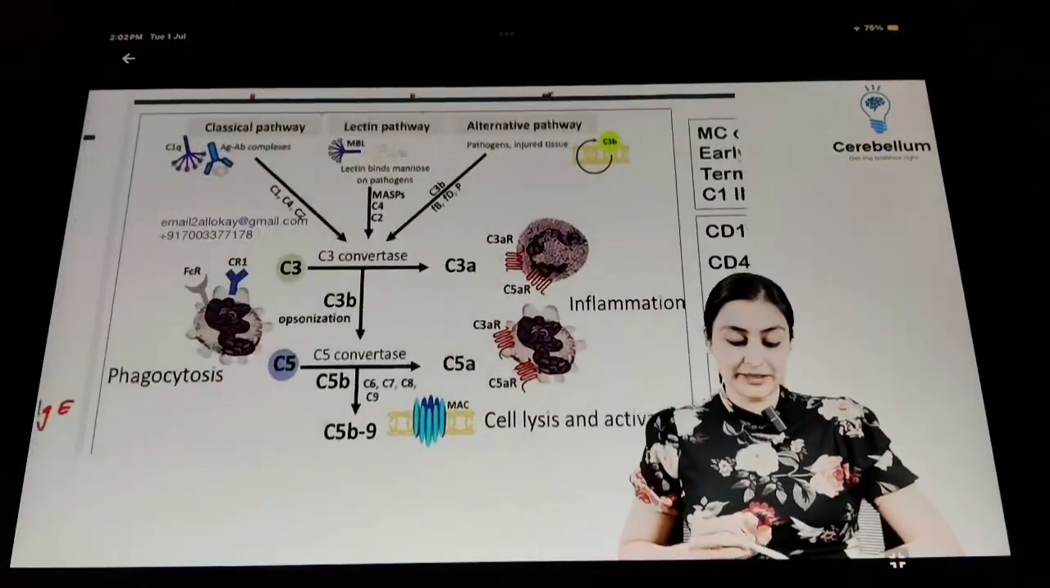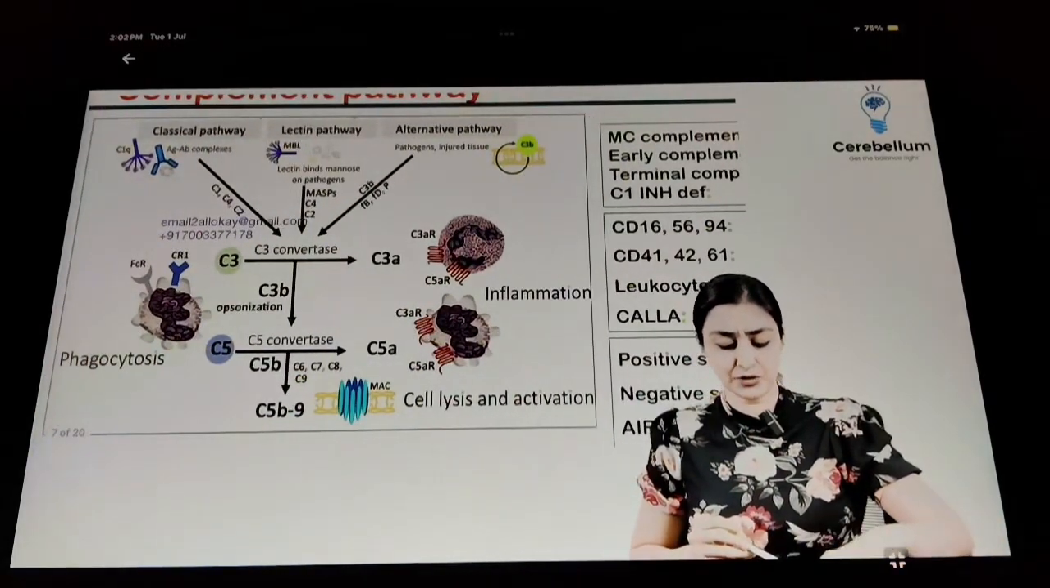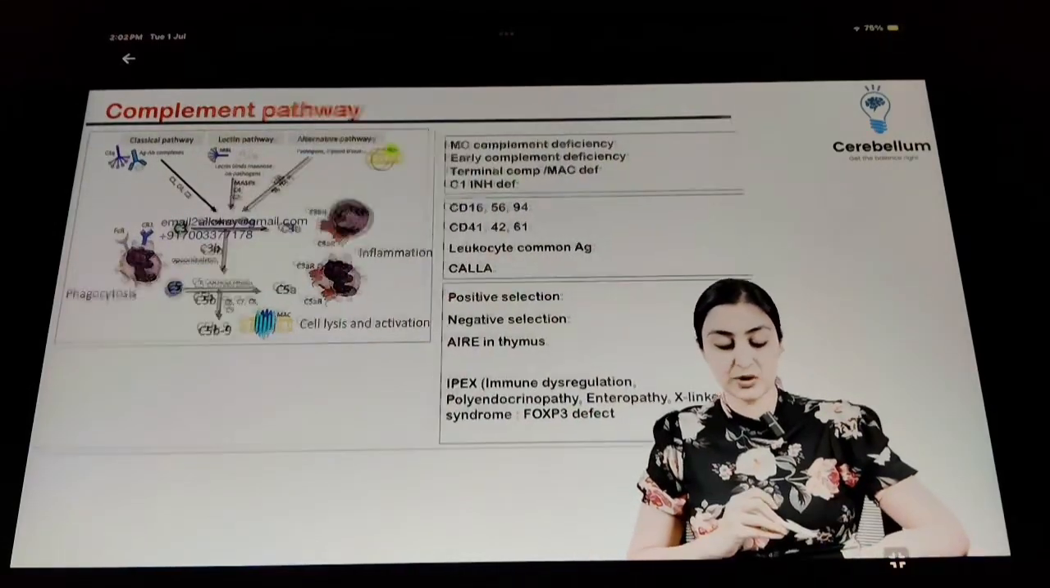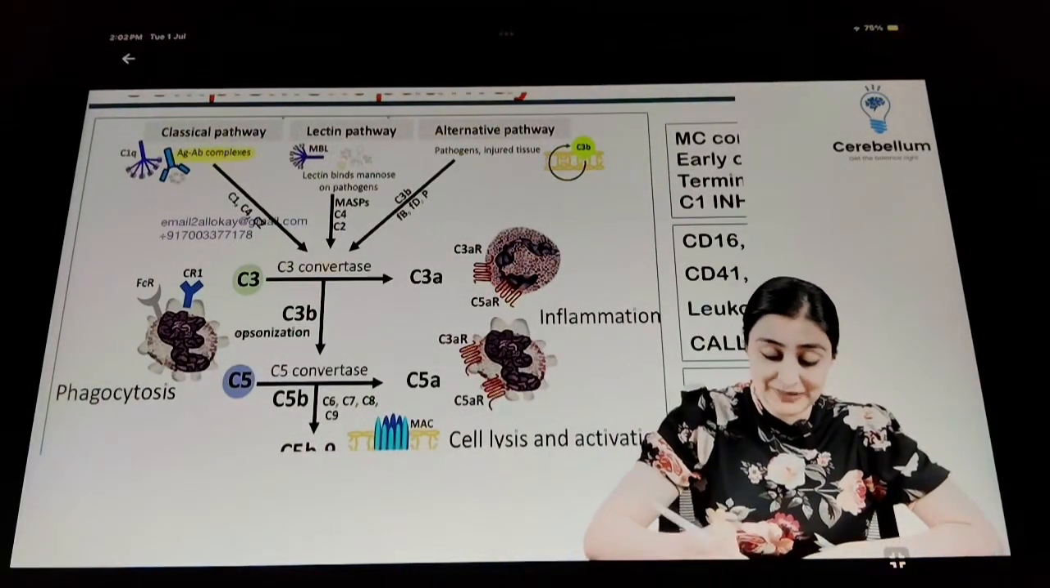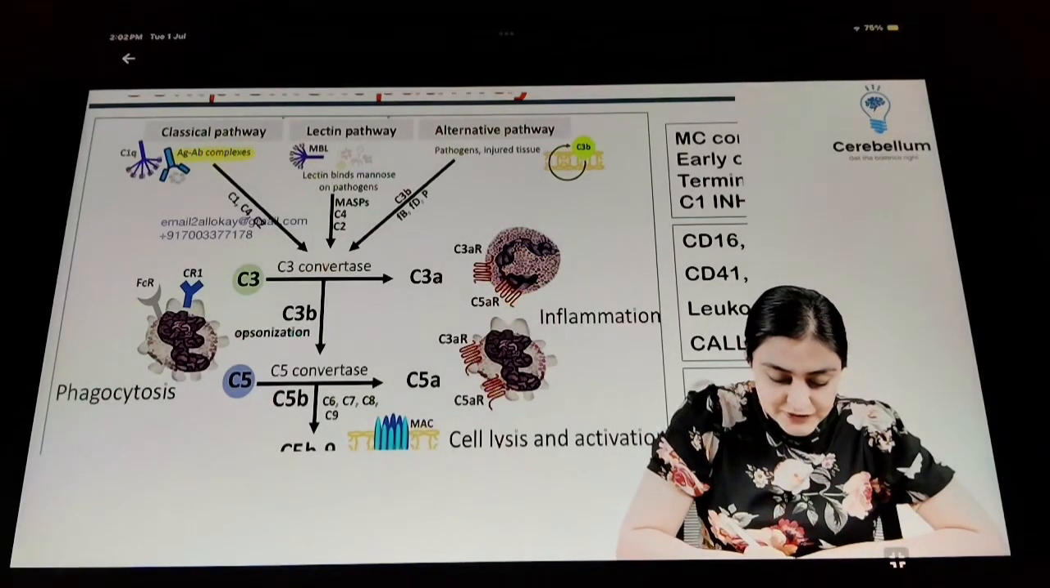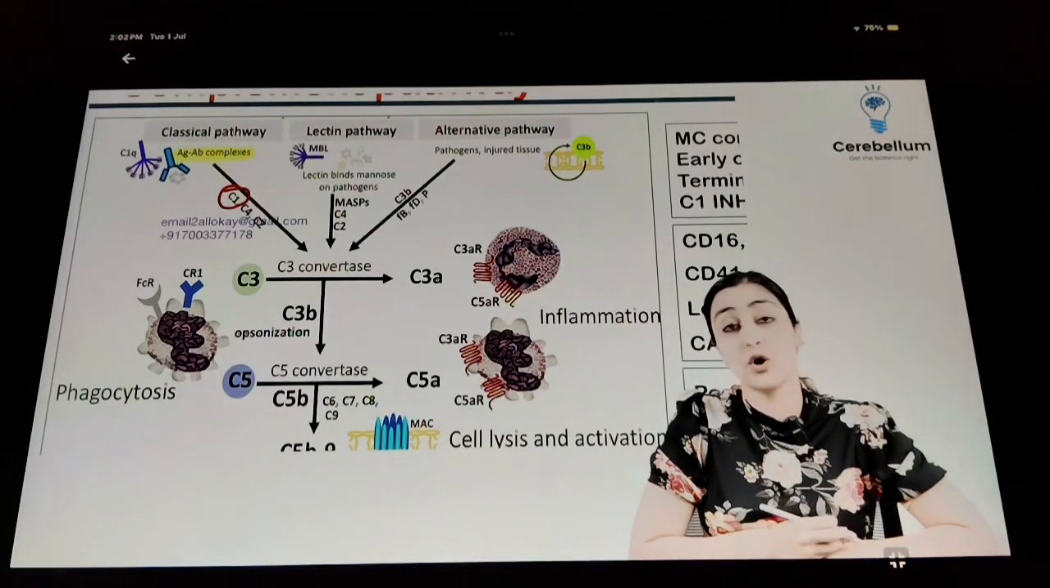Let's now talk about the complement pathway. Here, pretty basic stuff that they don't really ask you. They ask you all of these other boxes that I'm going to discuss, but just to finish it off, we have the classical pathway and the main mediator here are the antigen-antibody complexes. And here, the main complement you have is going to be C1.